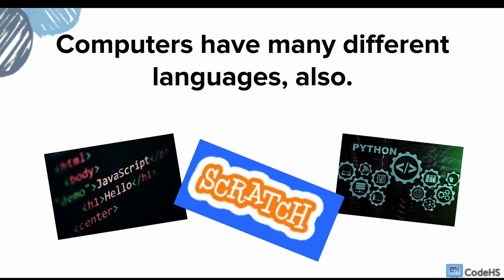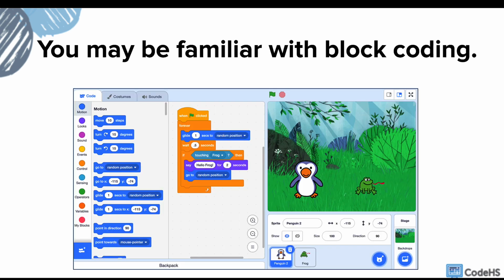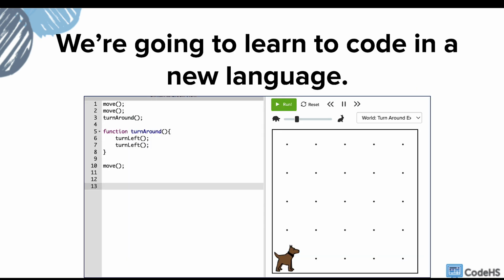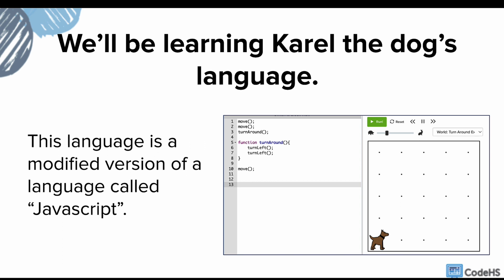Computers have different languages too. There's JavaScript, Scratch, and Python, and many, many more. You may be familiar with block coding, such as this, but we're going to start learning to code in a new language. We'll be learning Karel the dog's language. And this language is a modified version of a language called JavaScript.